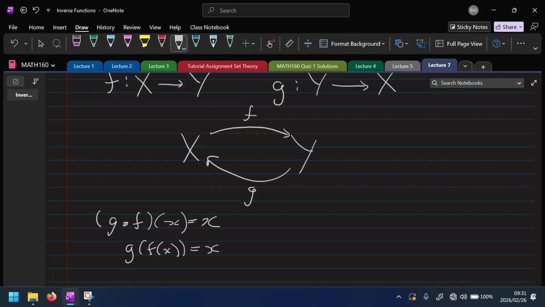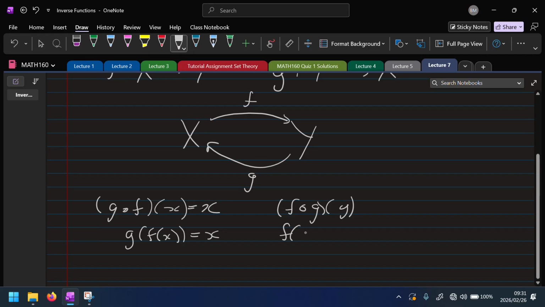And we can do the same thing going the other way around. We can start at y. We can go with g and then back with f. So it's going to be f after g. It's the other way around. Remember I said the order matters. So we're going to have f after g of y now, not x, because we're in a different set. We're going to call it something else. So we can write this as f of g of y, and we want to end up back at y. Here we call this a right inverse because it's on the right-hand side. So we have left inverse, we have right inverse.